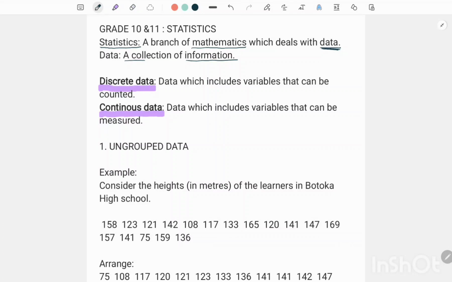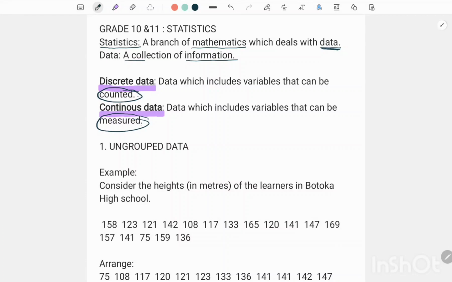Now, a discrete data is a data which includes variables which can be counted. And continuous data is a type of data which includes the variables which can be measured. As long as you can count it, it is discrete. As long as you can measure it, it is continuous.